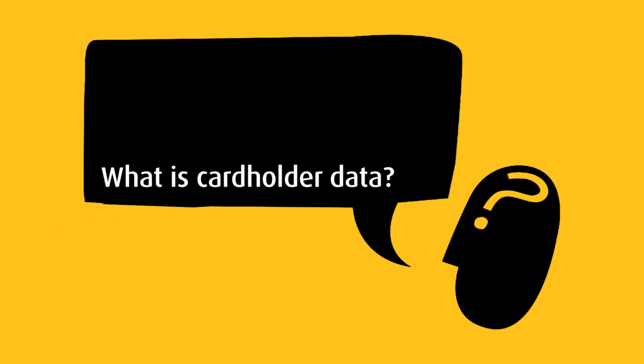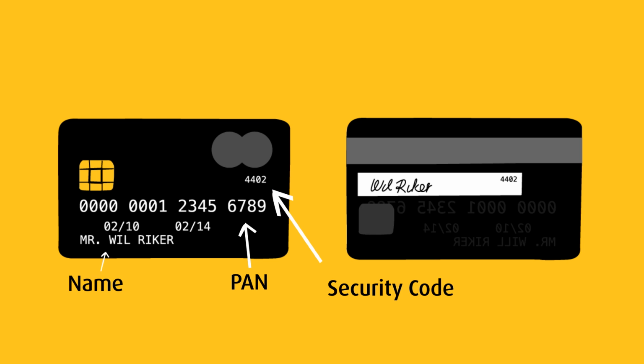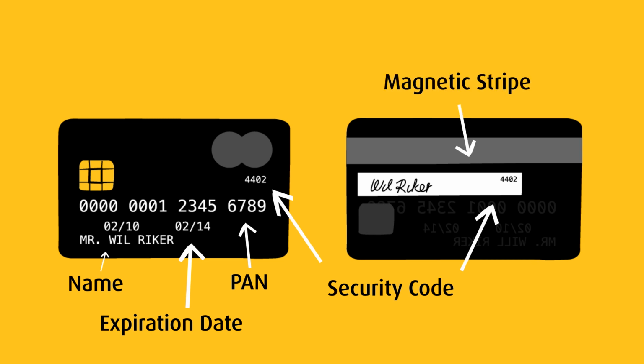The requirements are designed to help you protect cardholder data. Cardholder data is any information contained on a customer's payment card. The primary account number or PAN, card security code, cardholder name and expiration date are printed on the front of the card, and in some cases data is also printed on the back. This data, along with other data, is contained in digital format on the magnetic or mag stripe, embedded on the back of the card and in the chip on the front.